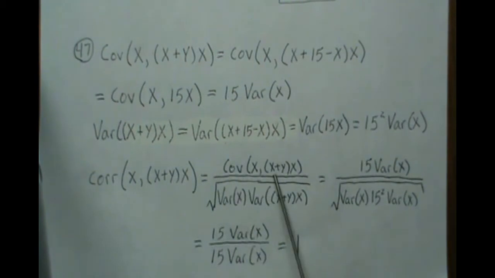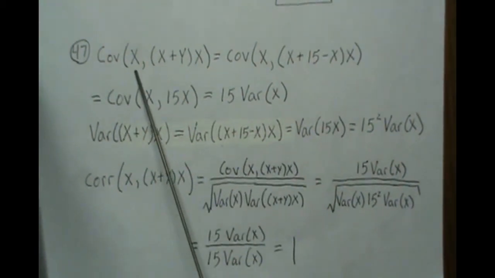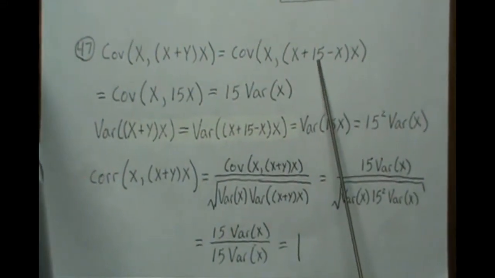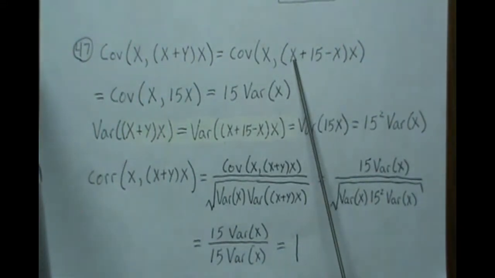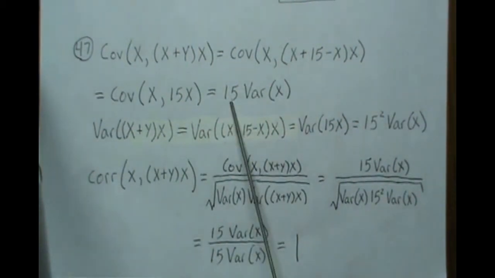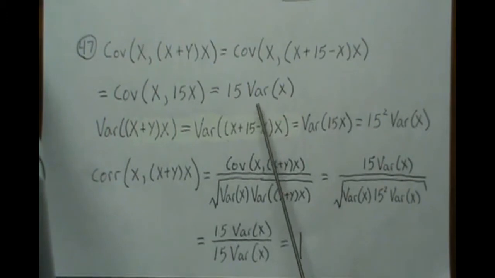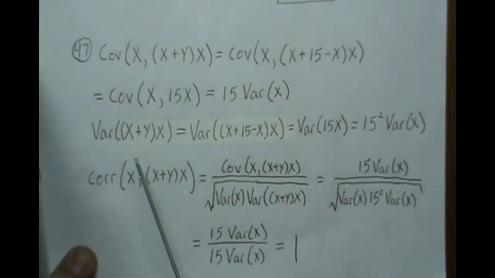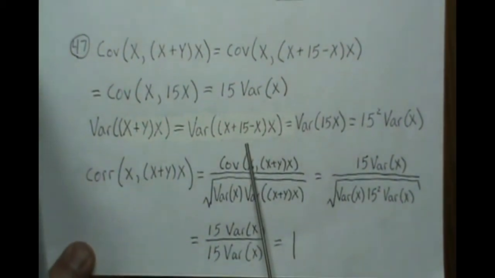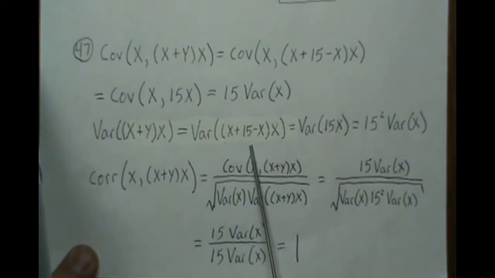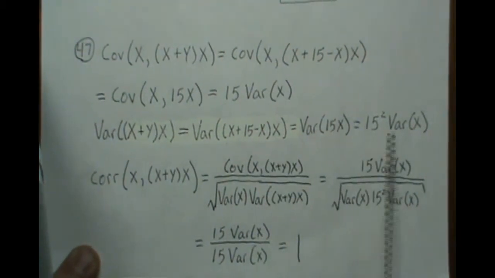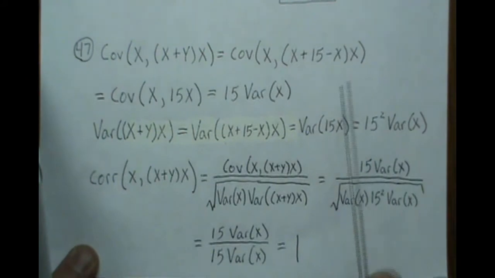So to find these two values up here, the covariance of this is equal to this, where I plug in y is equal to 15 minus x. So those x terms cancel, leaving just 15x. And by the property of the covariance, you can pull that out front, and then it just becomes the variance of x. Now let's look at the variance of this second piece. Again substituting in for y and reducing it, it becomes the variance of 15x. The 15 comes out front squared, and we're just left with the variance of x, whatever that is.